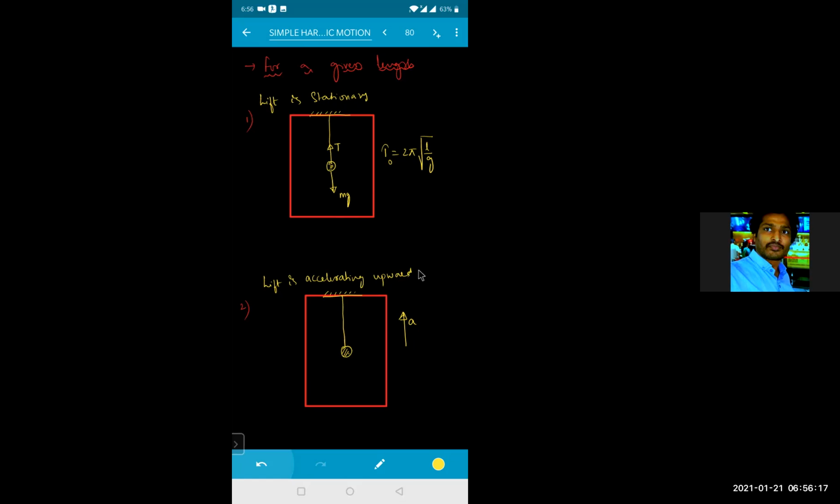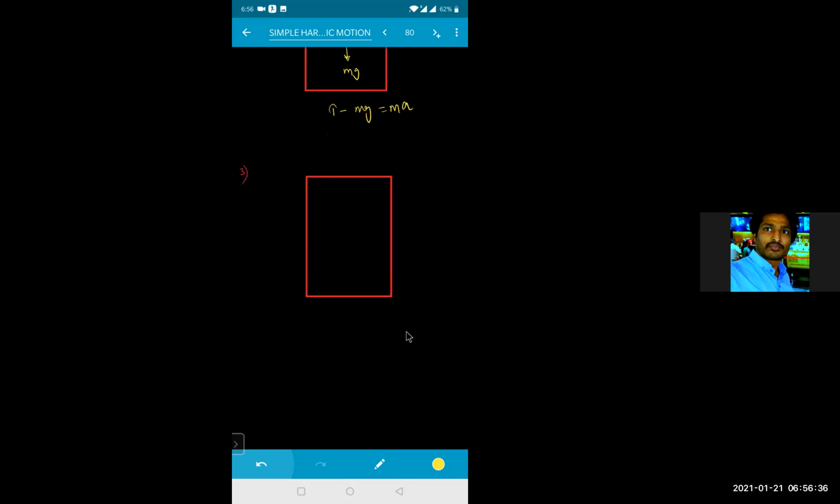If the lift is accelerating upward with an acceleration a, let us assume. Now, see the relative acceleration. This is your m into g. This will be your tension T, and the acceleration of this bob is in which direction? Upward direction. So how do you write the equation right now? T minus m into g will be equal to m into a. Right? So T will be equal to how much? m into g plus m into a. That means this will be m into (g plus a).